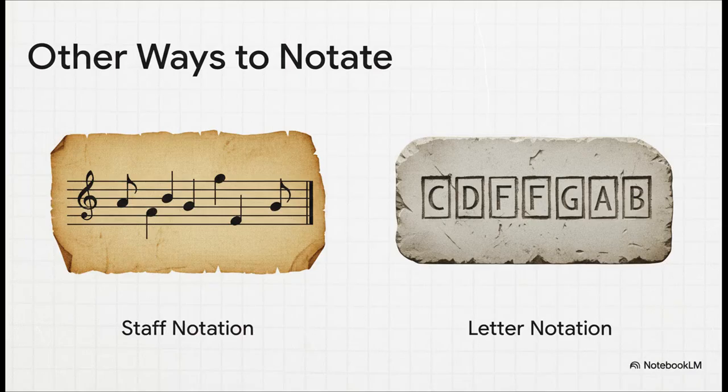And you know, there's more than one way to do this. The one you've probably seen most is staff notation. Those are the little dots on the 5 lines that show you how high or low a note is. But there's also a simpler way, just using the letters A through G. They're all just different dialects of the same musical language.